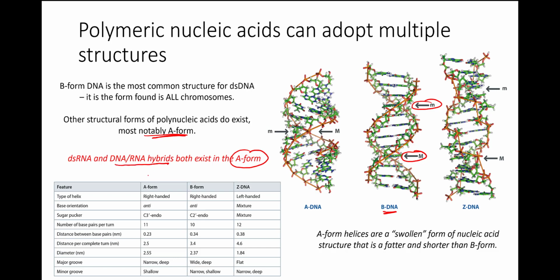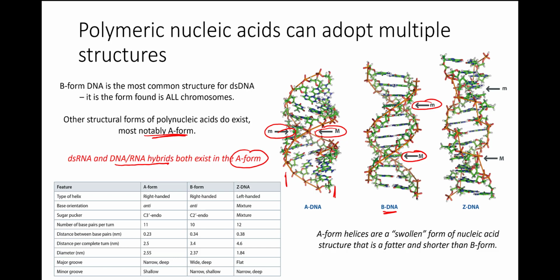Okay, and structurally, you can see some pretty major differences, right? It may be hard to see here, but this A form helix is wider. It's fatter and it's compressed relative to the B form DNA, which impacts the major groove and the minor groove structure. The minor groove in A form DNA is almost non-existent, and the major groove is much skinnier. Okay, and it's not quite as deep.